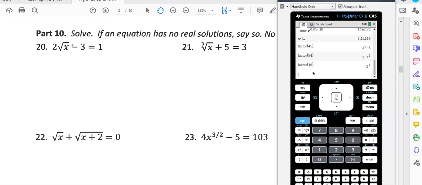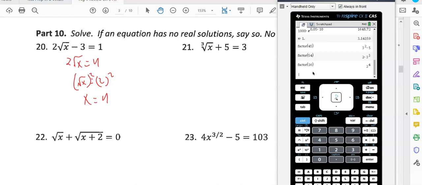Solve this one. So we're going to move the 3 over. So we get 2 times square root of x equals 4. Divide by 2, square root of x equals 2. Square both sides. Get x equals 4. Not a bad idea to check it. 2 times 2 minus 3 is 1.